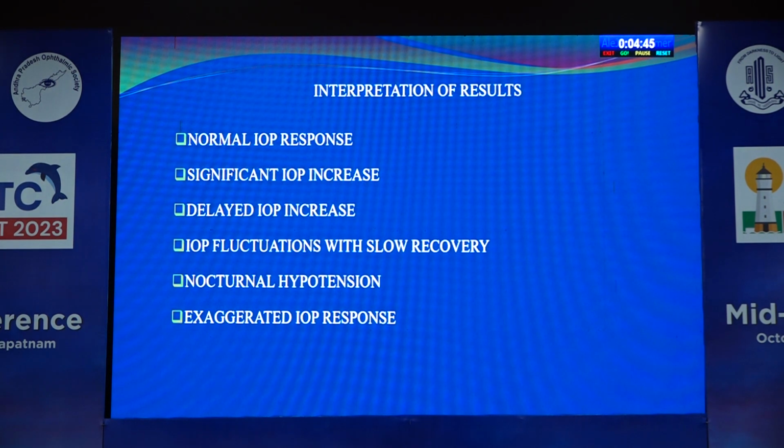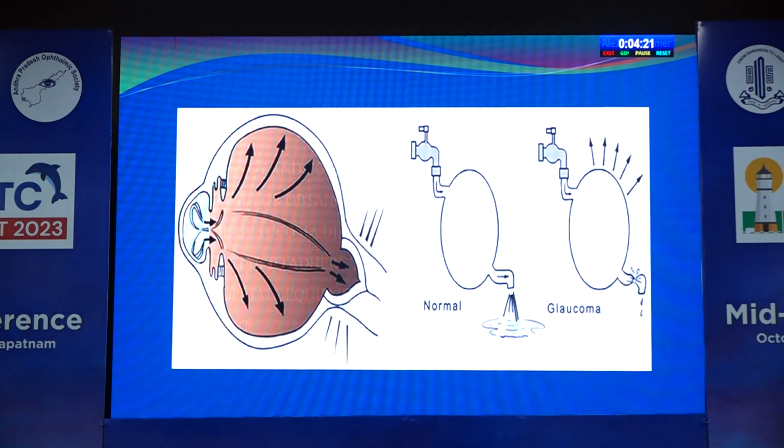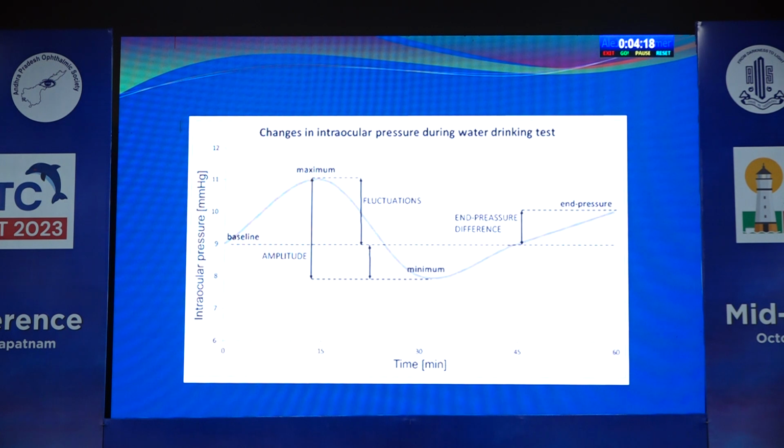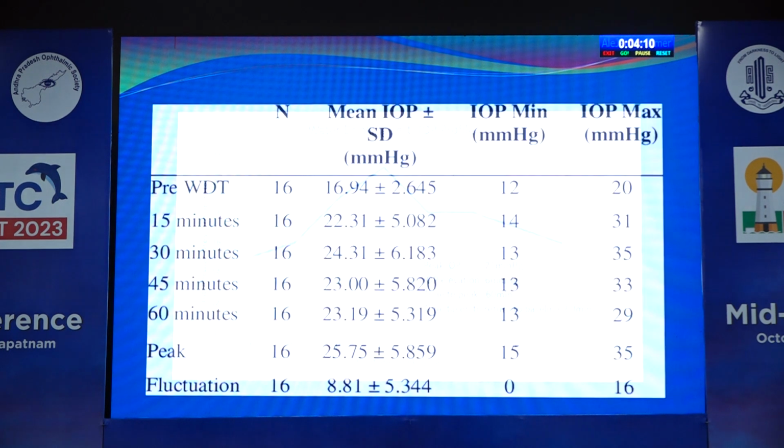Interpretation of results: normal IOP response, significant IOP increase, delayed IOP increase, IOP fluctuations with slow recovery, nocturnal hypotension, and exaggerated IOP response. Accuracy and consistency in test administration are crucial for obtaining meaningful results that can guide glaucoma diagnosis and treatment decisions. It's essential to adhere to established protocols and use appropriate equipment for IOP measurements during the test. This is the changes in the intraocular pressure from maximum to minimum and the end pressures. Various results. IOP has reached a peak of 35 also.